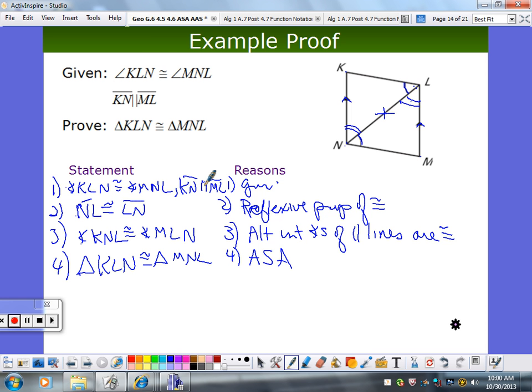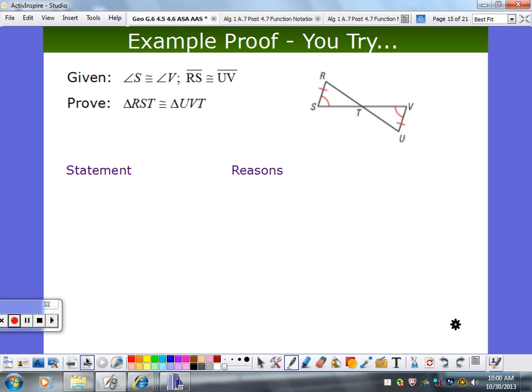So you try this little proof here, start from scratch, right? I'm not giving you any clues. Here's what I'm giving you. I did mark the diagram for you. Now prove the triangles are congruent.